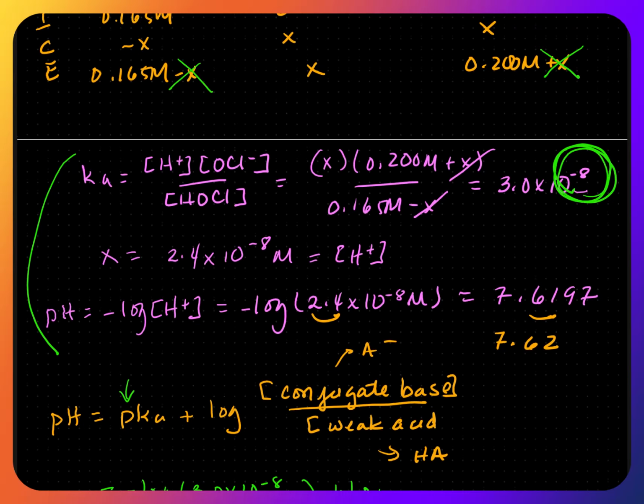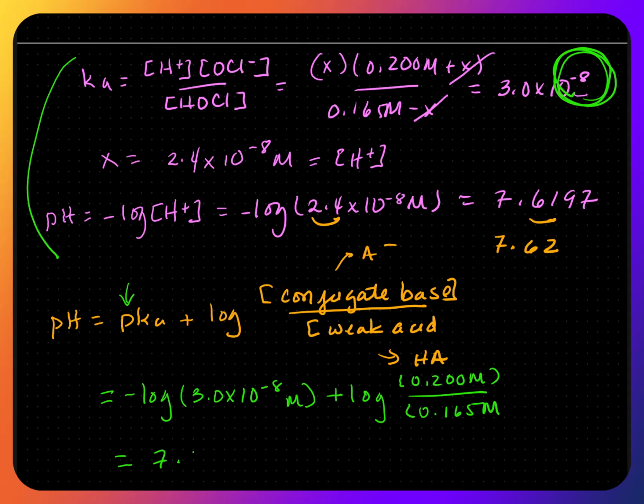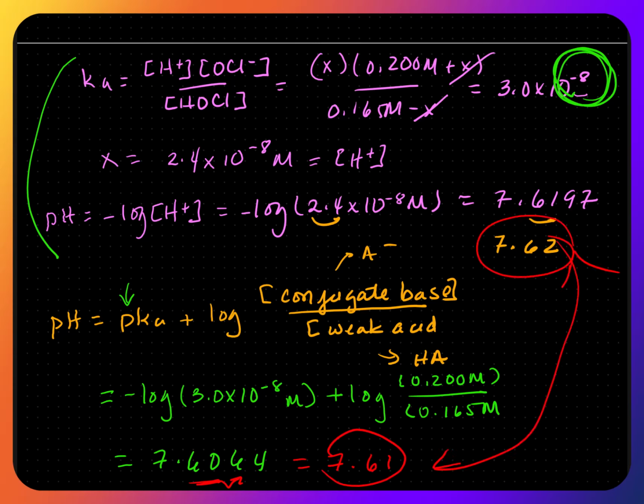So I'm going to plug my numbers in. So my conjugate base is going to be 0.200 molar divided by my weak acid, which is 0.165 molar. This is equal to 7.6064. And again, there's 2 sig figs. I look 1 to the right. 7.61. My answers are very close to each other. They're almost the same. Either method works.